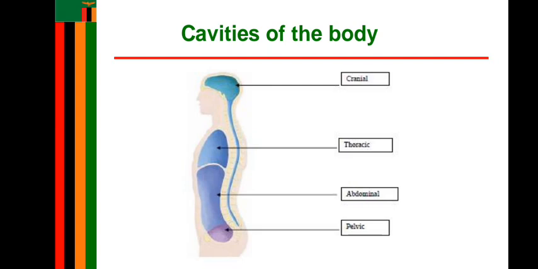Okay, so as you can see on the structure that we have here, you're going to appreciate that the upper part of the brain here is what makes up the cranial cavity. Then when we go to the thorax, this is where the thoracic cavity is. Then inferior to the thorax, we have the abdominal cavity. Then again, below the abdominal cavity is the pelvic cavity.